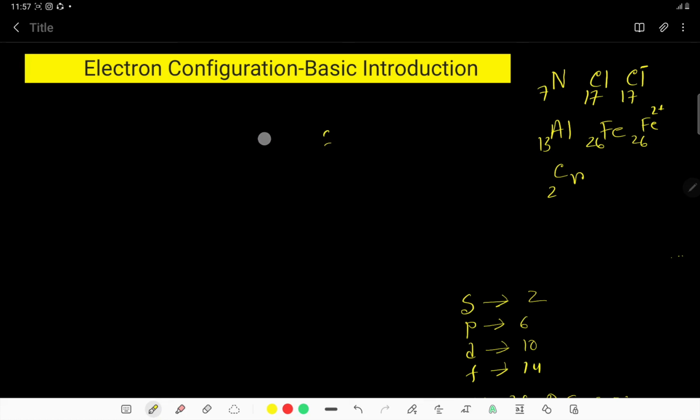Okay, now let's talk about the nitrogen atom. Its atomic number is 7. You can place the atomic number here or here, right? So this is the first method.